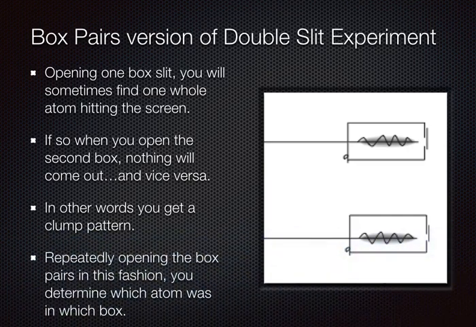Repeatedly opening the box pairs in this fashion, you determine which atom was in which box. If we open one at a time, we always know which atom was in the box, right? If I open a box and nothing registers, it's in this box. If I open it and the atom hits the screen, then I know it was in this box. So we have two different experiments. One in which we open one at a time and we always know which box it's in, or one in which we open them both at the same time and the atom hits the screen, but we see the interference pattern. So we have this whole, it came out of both boxes.